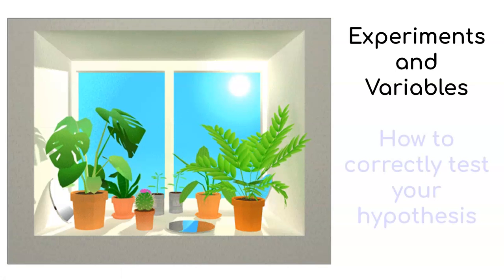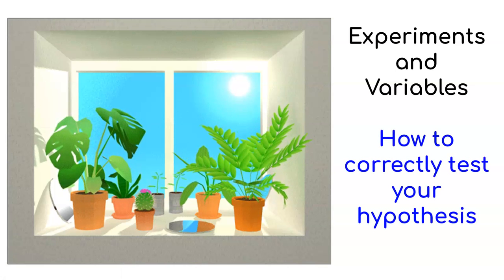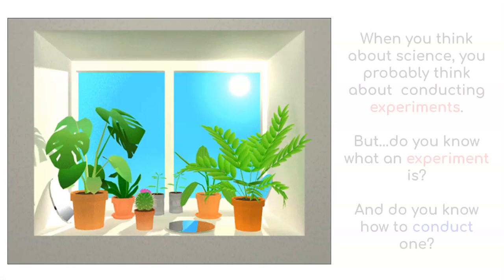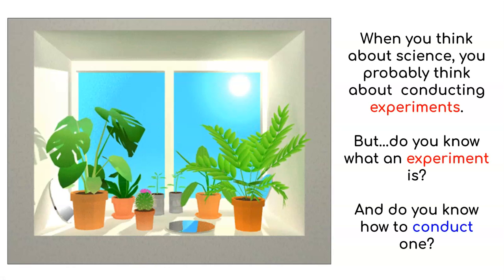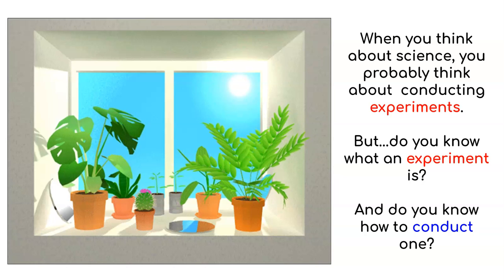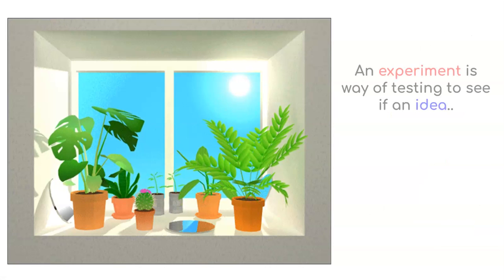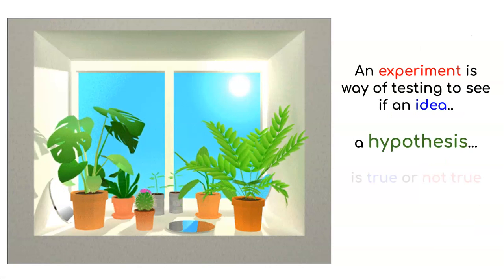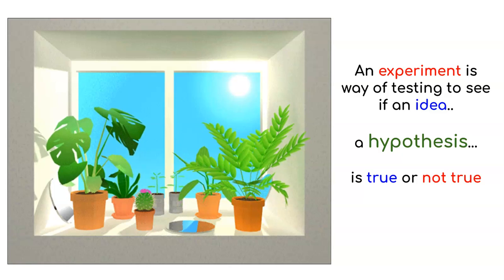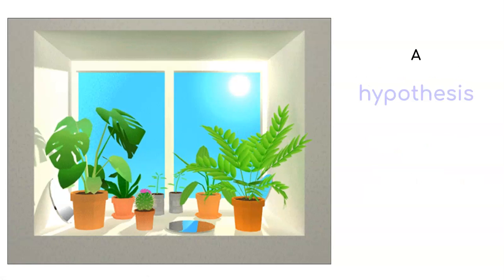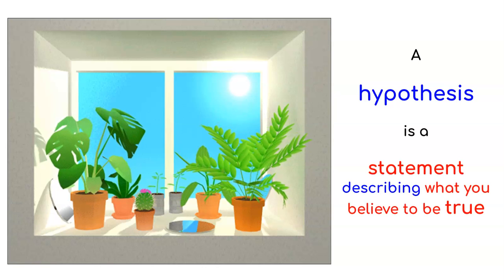Experiments and variables. How to correctly test your hypothesis. When you think about science, you probably think about conducting experiments. But do you know what an experiment is? And do you know how to conduct one? An experiment is a way of testing to see if an idea, a hypothesis, is true or not true. A hypothesis is a statement describing what you believe to be true.